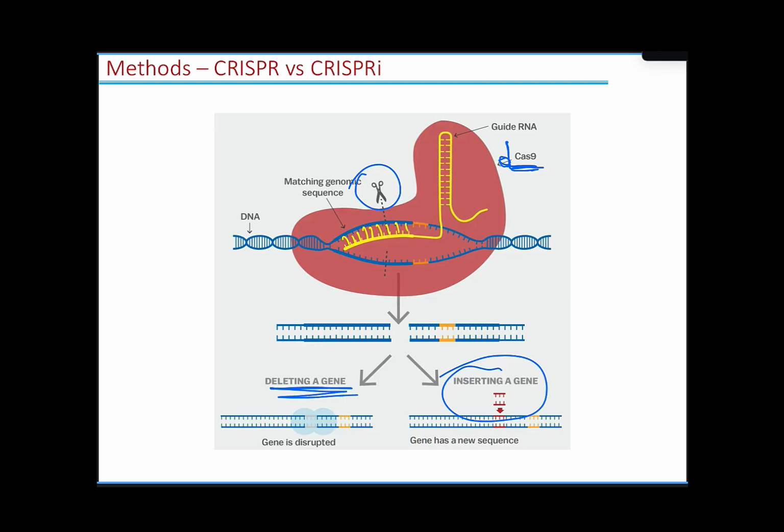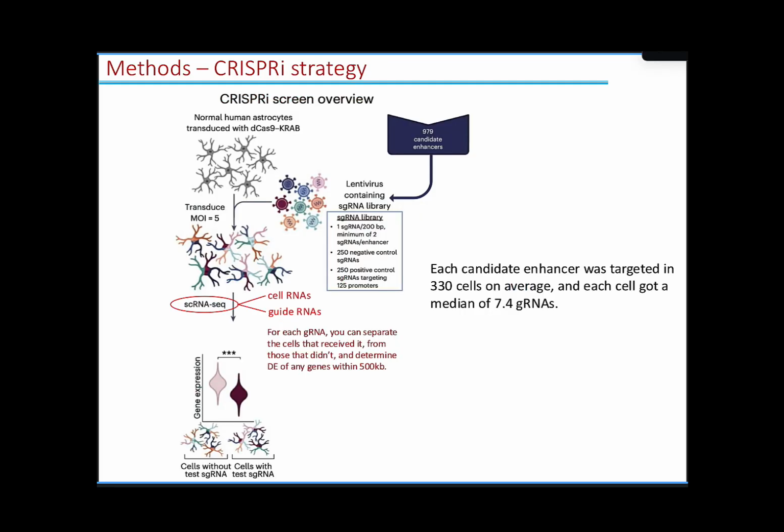The key here is that you can direct a dead Cas9 anywhere you want. And these people wanted to direct dead Cas9 to these hypothetical enhancers that they found bioinformatically. They identified 979 candidates, and they said, why don't we start sending dead Cas9 to each of them and see what happens to gene expression? Right? So that's the approach they took.